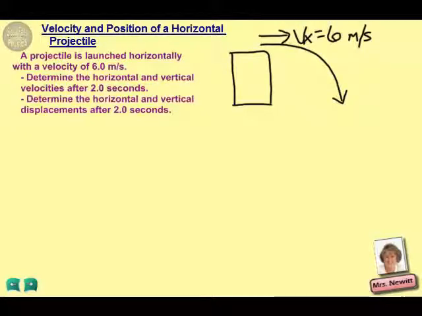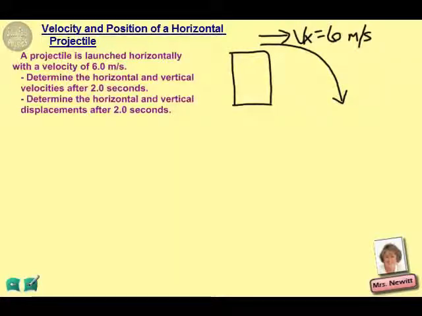that realistically 2 seconds would be a really long time for something to be in the air. So in order for that to happen, we'd be looking at an exceptionally tall building for this projectile to be able to fall that long. Okay, now let's start looking at determining what the horizontal and vertical velocities would be after 2 seconds.